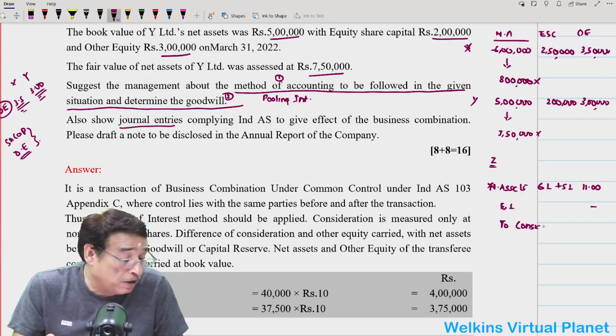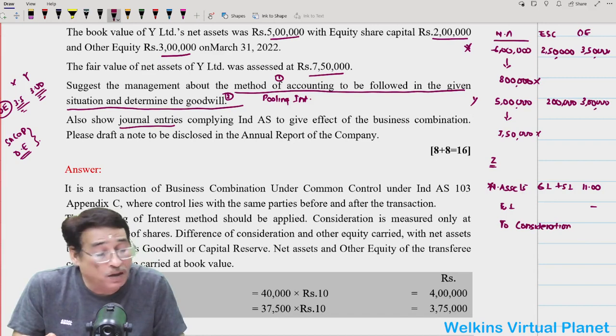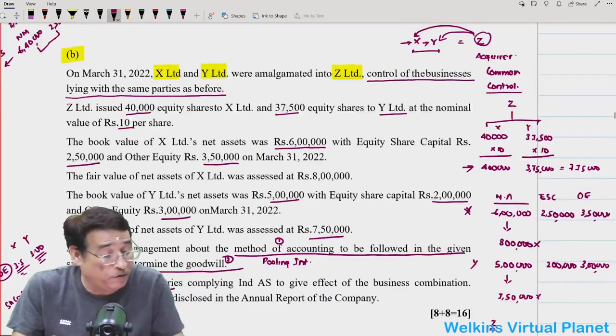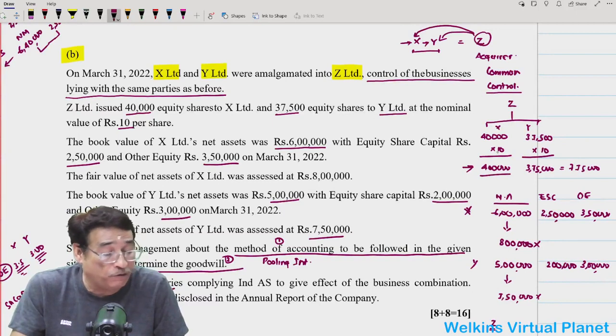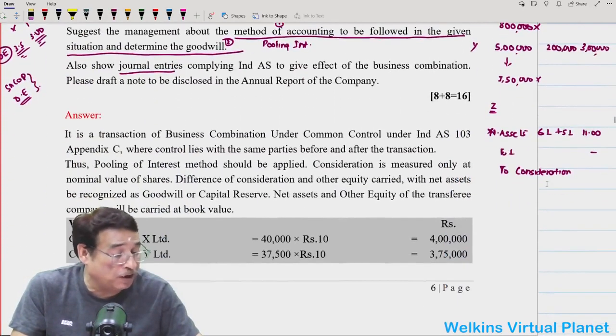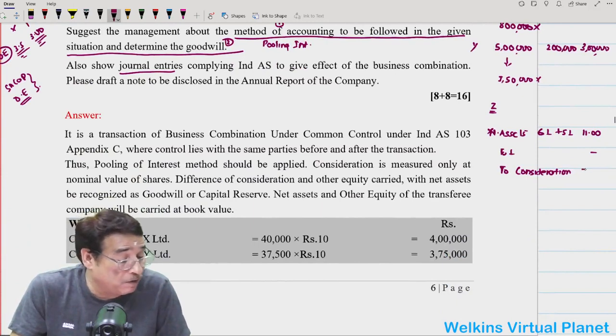How much consideration are we actually paying in this case? In the opening lines itself, it was given that we are issuing 4 lakh worth of shares to X Limited and 3,75,000 worth of shares to Y Limited. So the total is 7,75,000 worth of share capital. So 7,75,000 is the amount of consideration.